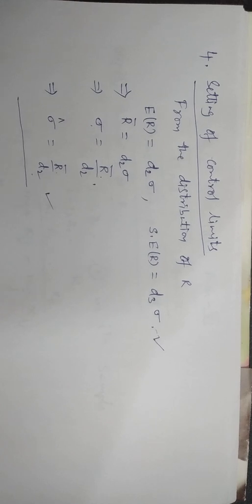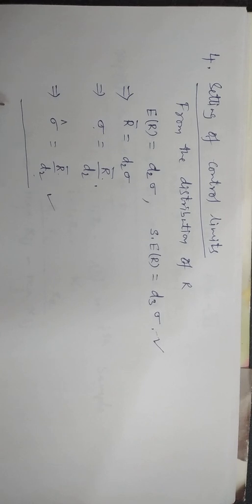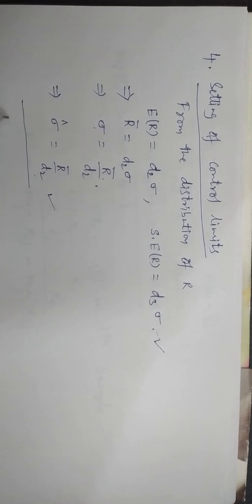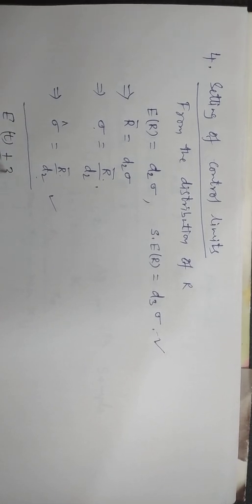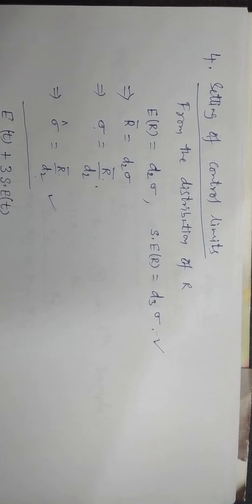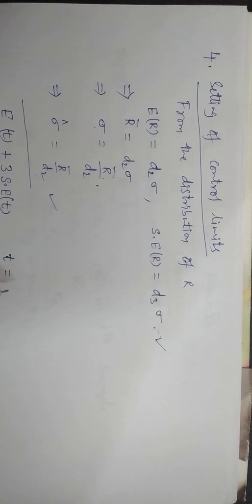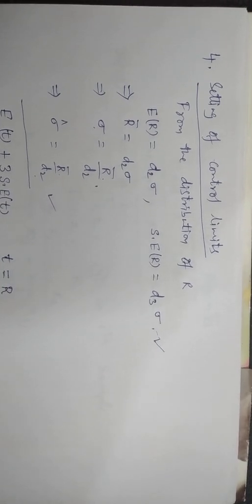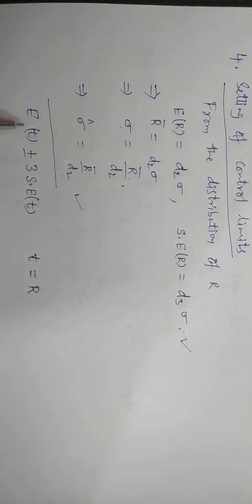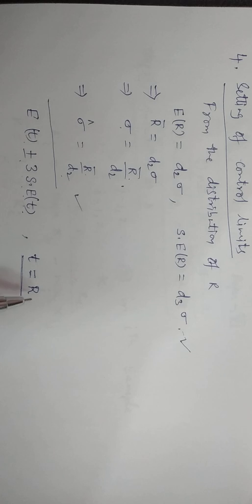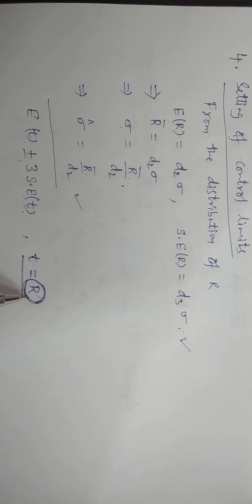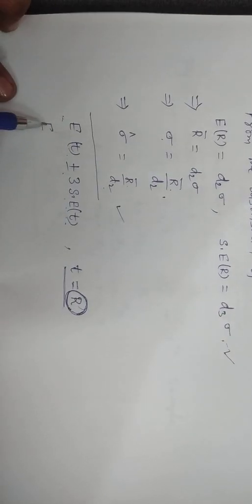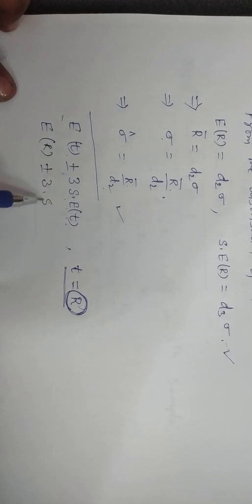Now we start to consider any kind of chart. The control limits are calculated by the usual formula of expectation of t plus or minus 3 into standard error of t. Now we are calculating control limits for R chart, therefore t is equal to R. That is the statistic R. So these are the control limits, which means you have to calculate expectation of R plus or minus 3 into standard error of R.